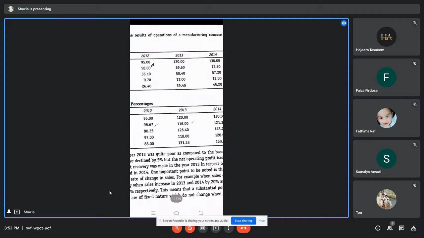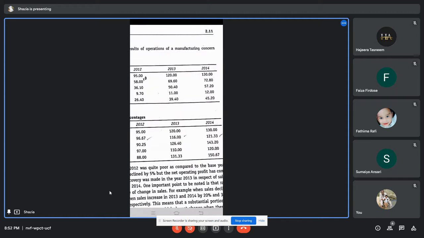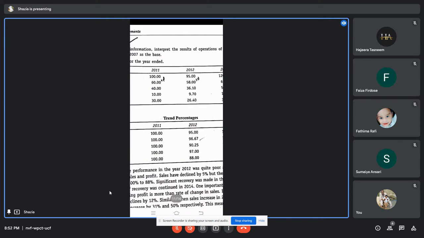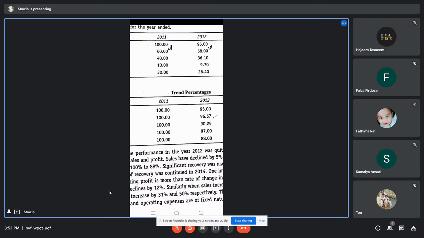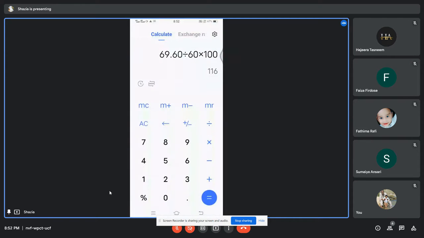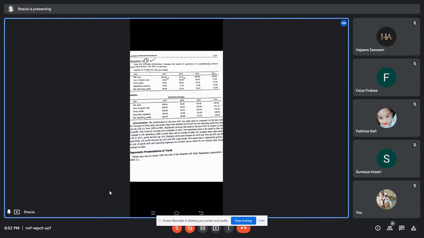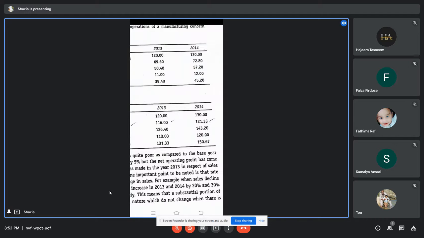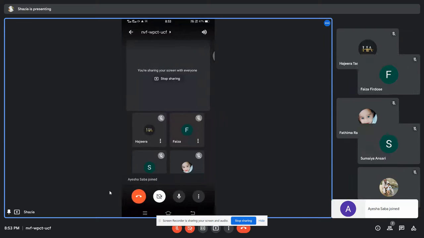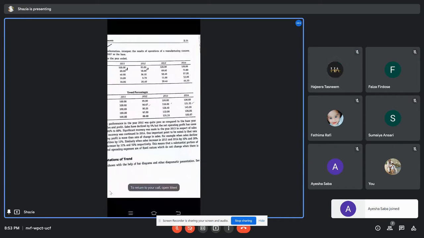Now 2014 is what? 72.80. Now what is the base year amount given? Old. It is 60. But when you're taking the answer, you should mention it as 100%. Okay. So now 72.80 divided with 60 into 100. You're going to get 121%. See here, 121.33%. Are you all understanding this? Yes, ma'am. Okay.